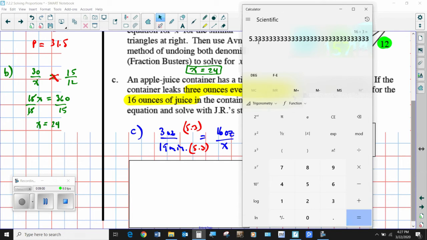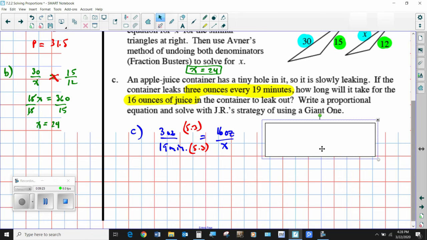And it ends up being 5.3 repeated. Now, you might want to round that off to 5.3, but that's going to affect your accuracy. So leave this in the calculator. You know that's the number that's being multiplied times 19, so we'll multiply it times 19. And that's the most accurate answer you can have, 101.3 repeated.